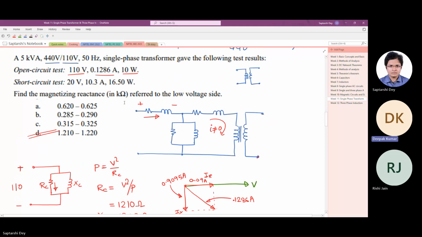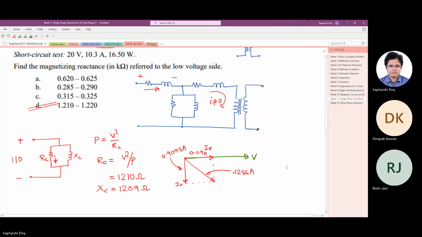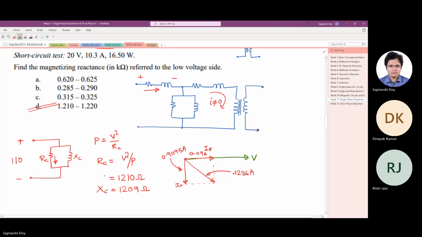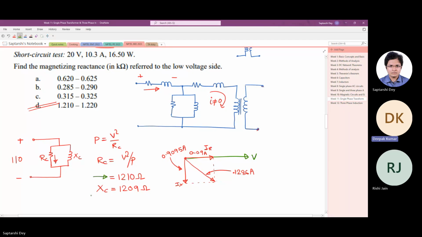Sir, in this question, how do you find the IR and IX value? Deepak, louder. Sir, in this question, how do we find IR and IX value? Could you understand how we find out the RC value? No, sir, the RC value also I did not understand, where it comes from.